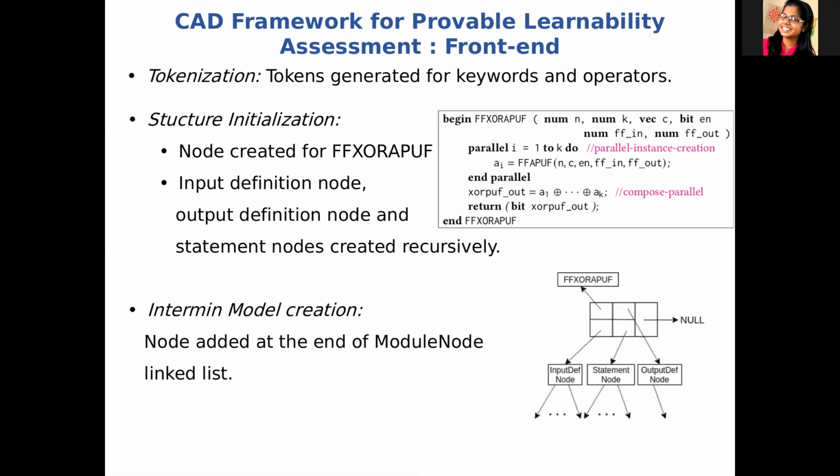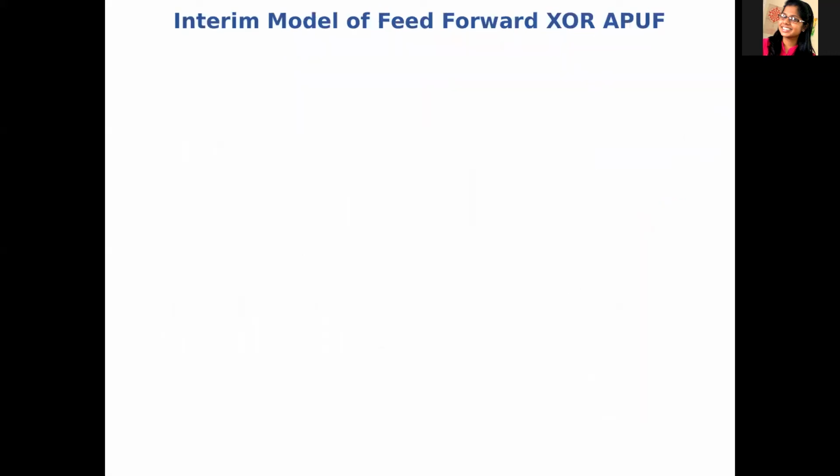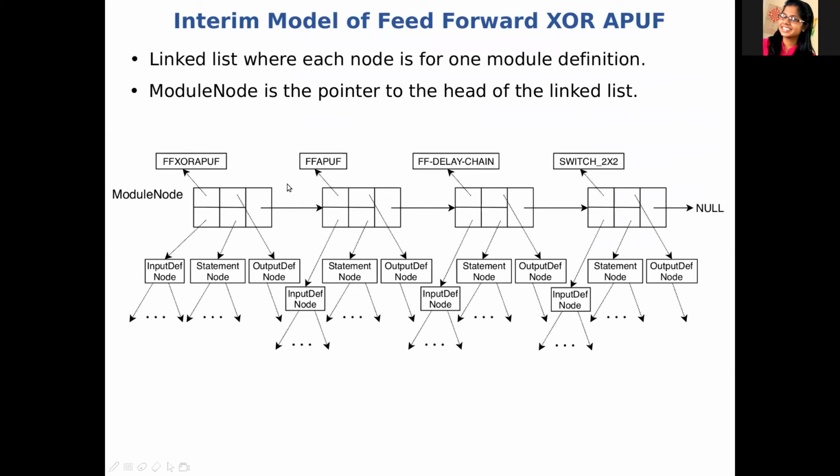Then the parser goes through the code and generates a structure or a node for each of the primitive components, such as primitive name, input definition, statements, or output definitions. These are formed in a top to bottom manner. First it will go from primitives to statements, to assignments, then to literals. After this complete node is formed, it is added to a linked list. So finally, we get a hierarchical structure or a linked list comprising nodes where each node corresponds to one module definition. And the head of this linked list is sent to the backend for further analysis.